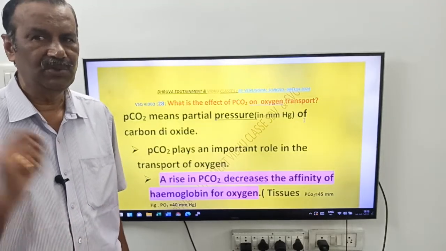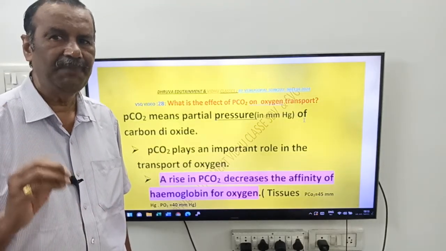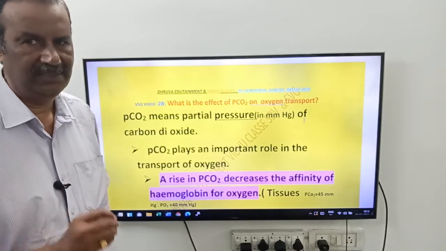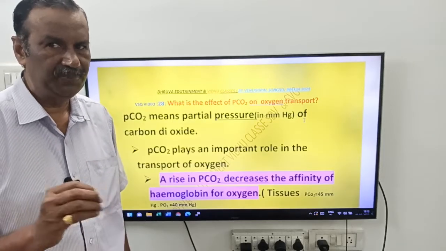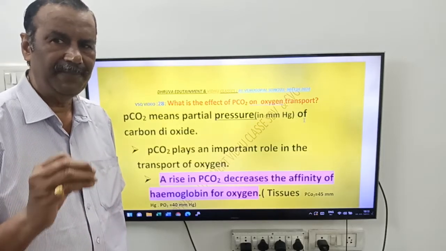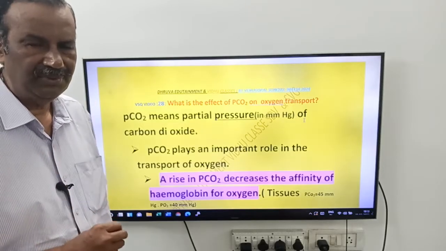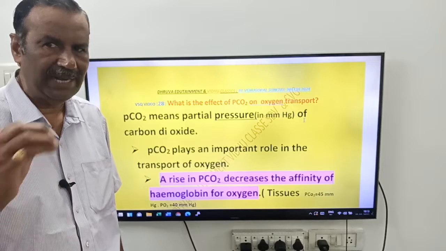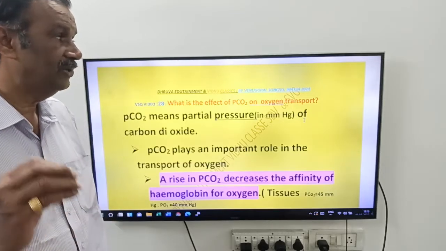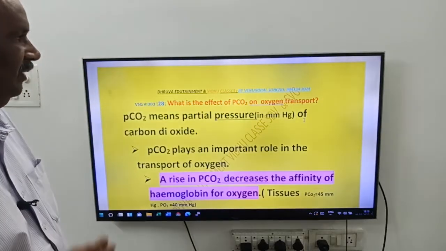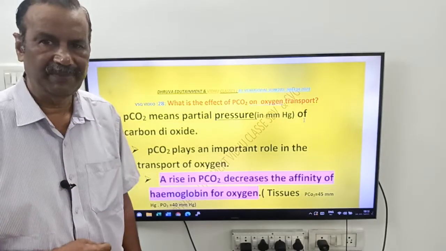Here, what is pCO2, friends? Partial pressure of carbon dioxide. What is the effect of partial pressure of carbon dioxide on oxygen transport? Friends, now come to our answer.